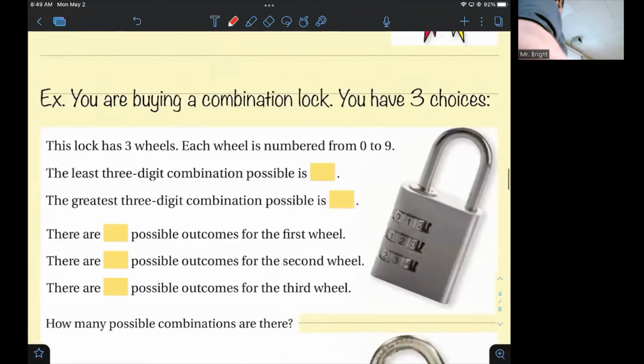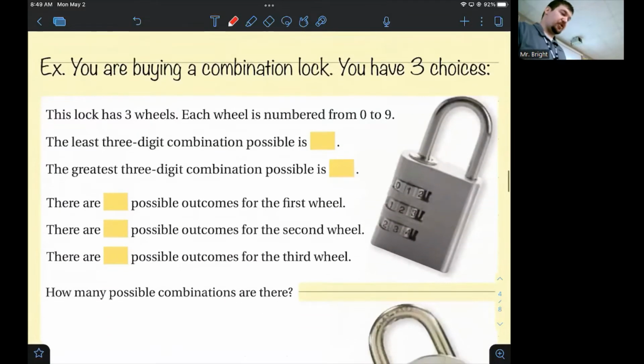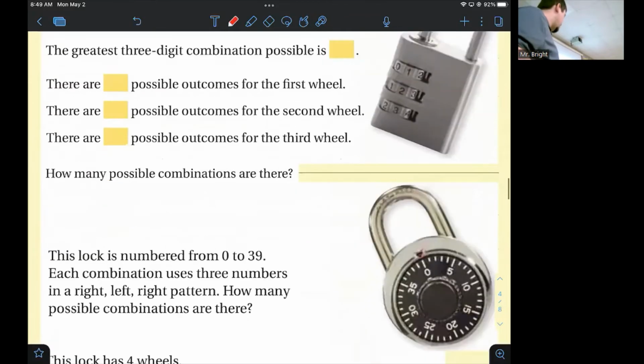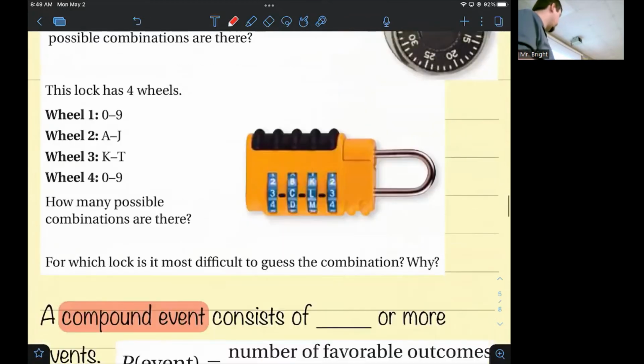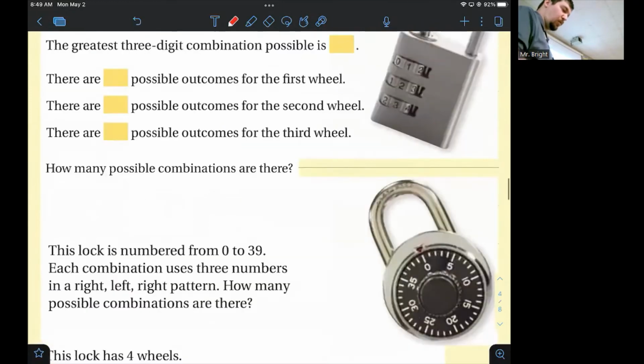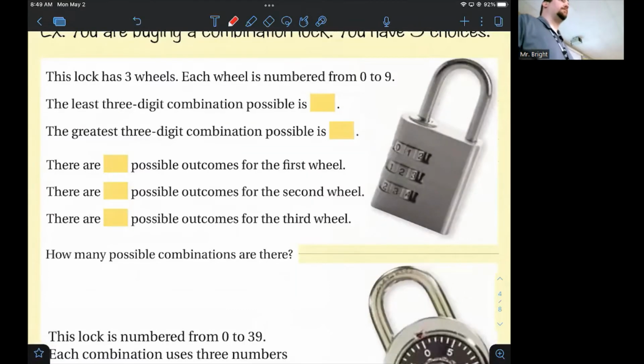Oh, I like these problems. Okay, you're buying a combination lock. You have 3 choices: lock 1, lock number 2, or lock number 3. We're going to find out how secure each of them are. So on lock number 1, it says this lock has 3 wheels. Each wheel is numbered 0 through 9.